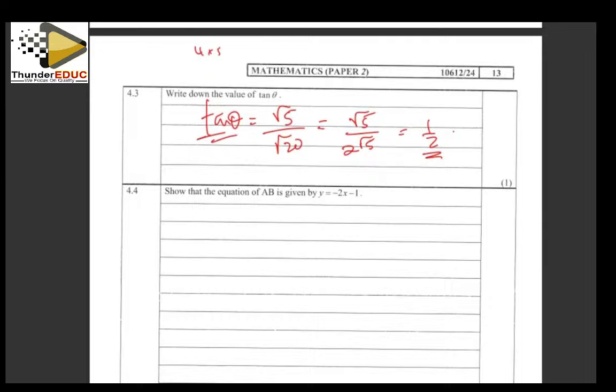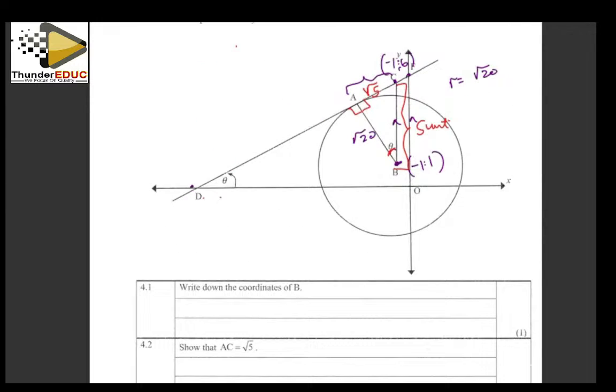And then can we show that the equation of AB is negative 2x minus 1? AB.